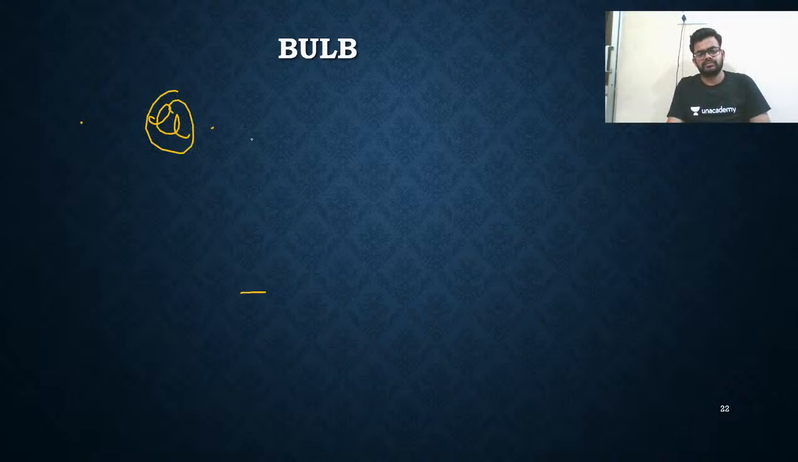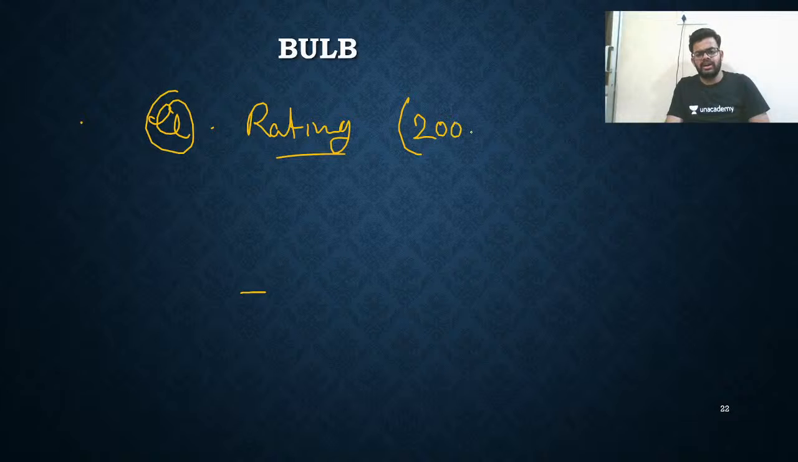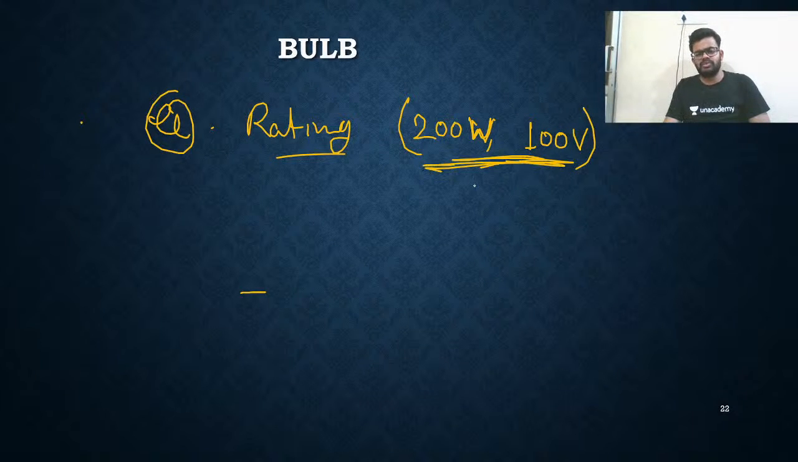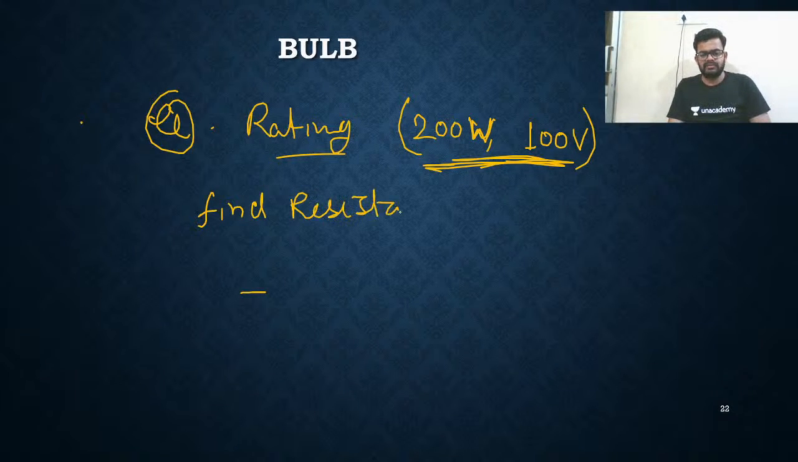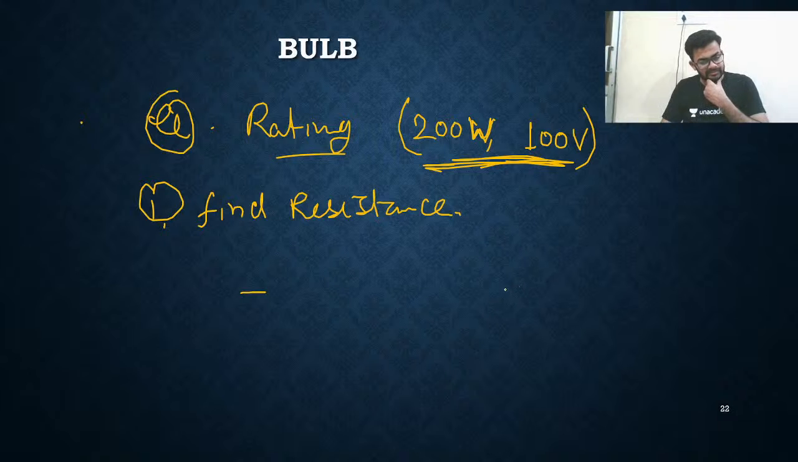Question. Rating of a bulb is given: 200 watt at 100 volt. At 100 volt, its power consumed is 200 watt. First question, find the resistance of the bulb. Come on. Find it.